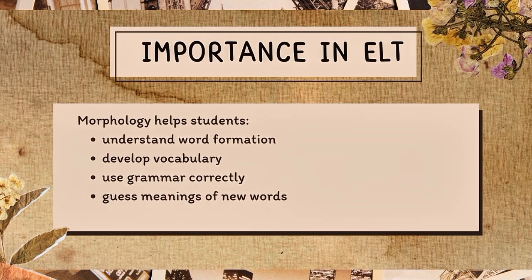The second, morphology helps students understand grammar better. Inflectional morphemes such as ed and ing help students use correct verb forms and plural nouns. The third, morphology helps students improve reading comprehension. When students understand word structure, they can understand text more easily without always using a dictionary. And finally, morphology helps students become more confident learners because they can analyze words by themselves.